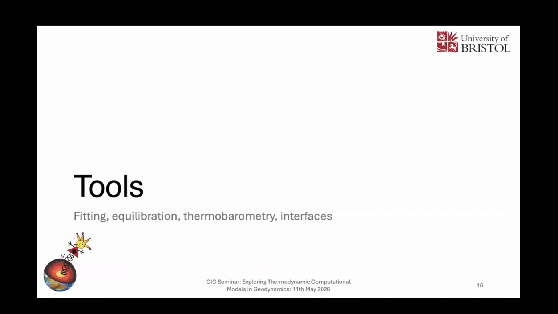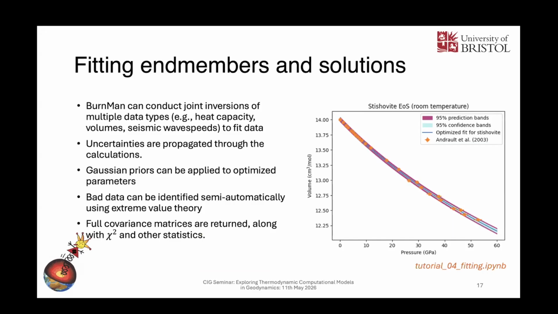So in the last couple of minutes, I'd like to just briefly introduce a couple of tools. BurnMan will allow you to fit various properties of endmembers and solutions to observational data. I use this whenever I do high pressure experiments, or whenever I'm reviewing someone's paper where they've done high pressure experiments, just so that I can check that their equations of state are robust, or my equations of state are robust.